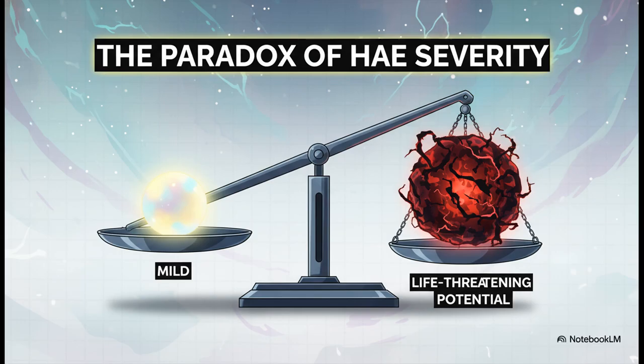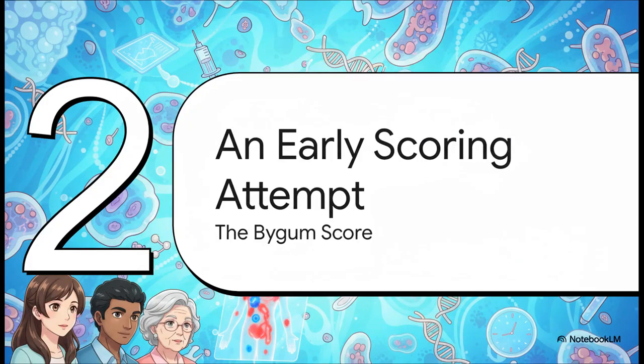Exactly. How can you possibly label a condition mild when that worst-case scenario is always on the table? This is precisely why, for a long time, the medical community has struggled to agree on one single classification system for HAE. The old labels just don't fit the reality of living with this disease. But of course, that didn't stop people from trying to crack this nut. In the early days of really getting a handle on HAE, researchers made a serious effort to put some numbers to it. Let's take a look at one of the first major attempts.